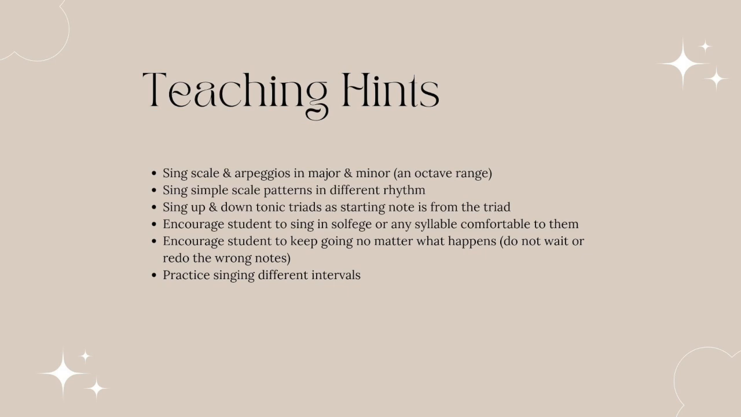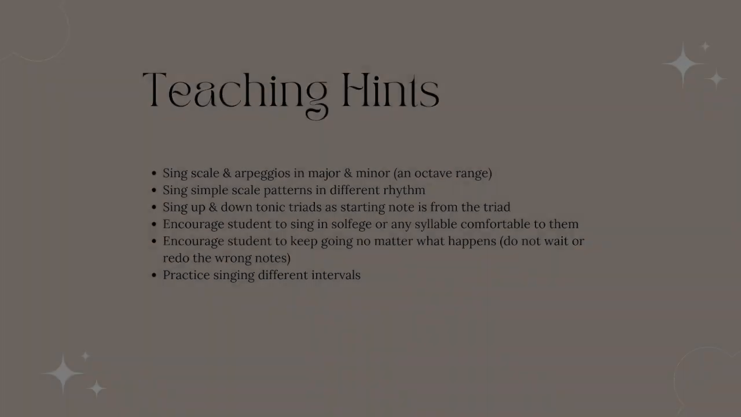Here are some teaching hints. Sing the scale and arpeggios in major and minor within an octave range. Sing some simple scale patterns in different rhythms. Sing up and down the tonic triads, as the starting note is from the triad. Encourage the student to sing in solfege or any syllable comfortable to them. Encourage the student to keep going no matter what happens. Do not wait or redo the wrong notes. And practice singing different intervals.